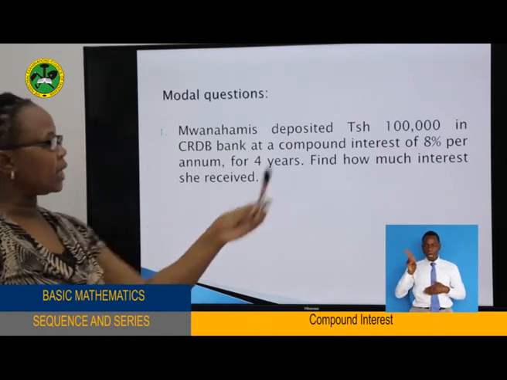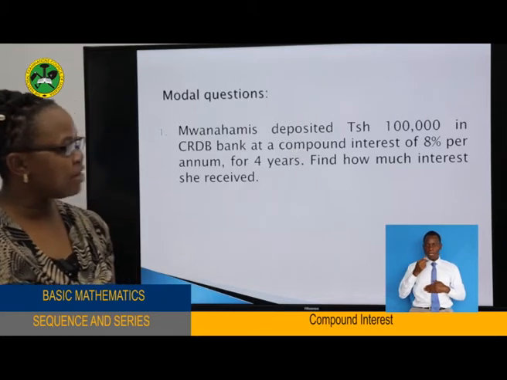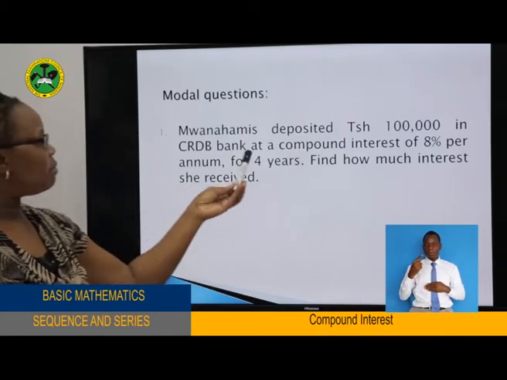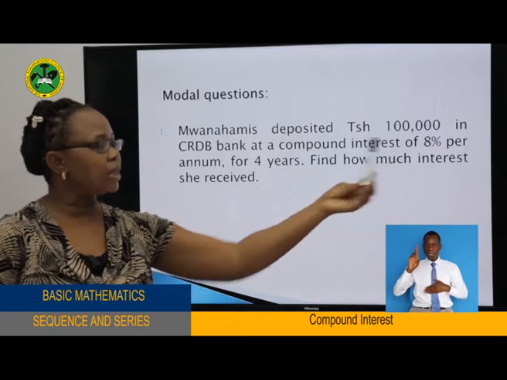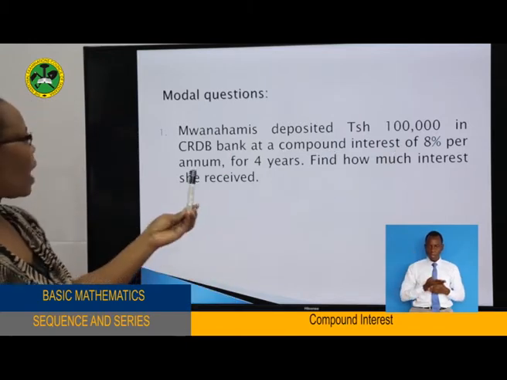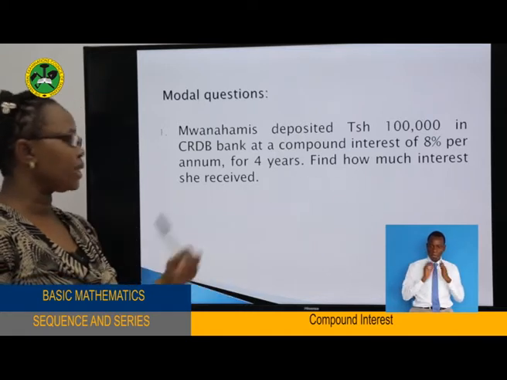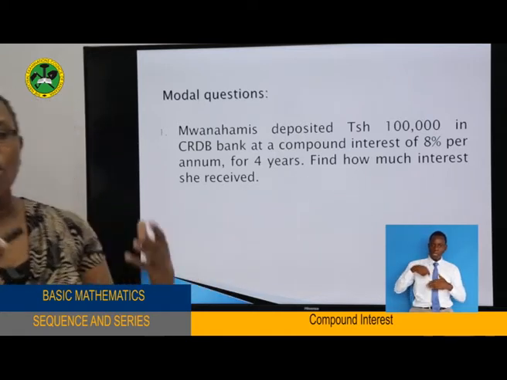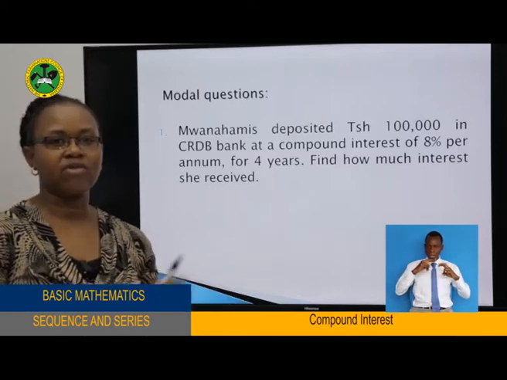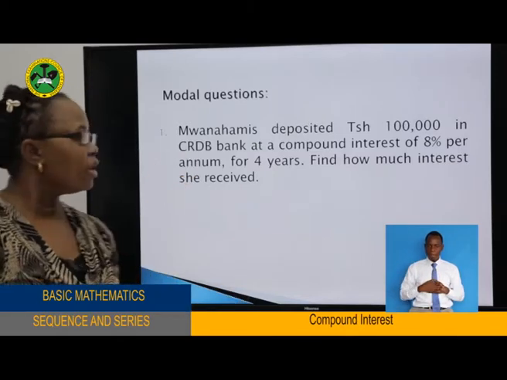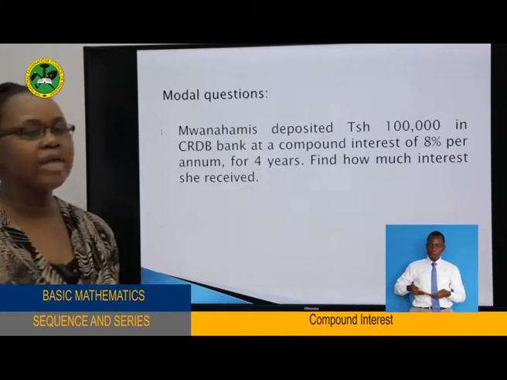Mwanahamisi deposited Tanzania shillings 100,000 in CRDB Bank at a compound interest of 8% per annum for 4 years. Find how much interest she received. So we need to find the interest that Mwanahamisi received after 4 years.